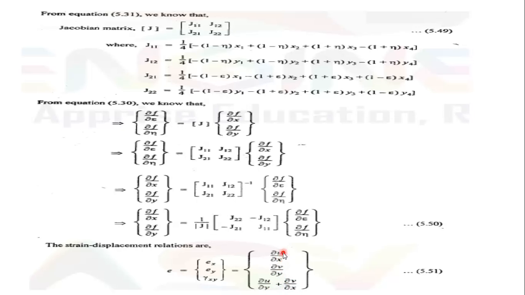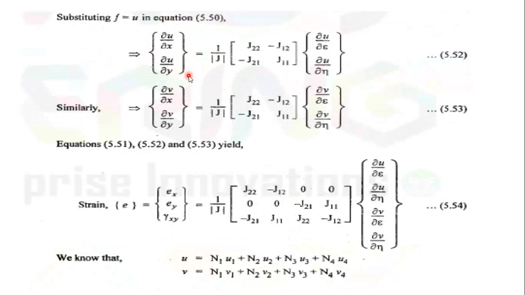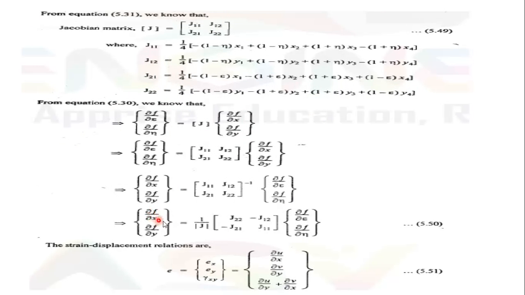So we require ∂u/∂x and ∂v/∂y. Similarly, ∂u/∂y plus ∂v/∂x. So we have to find this value. For that, what I'm doing is, so far we are deriving in terms of a function only. That function can be anything, any field variable. Here, in the structural problem, the function is nothing but u and v, that is, the displacement components.